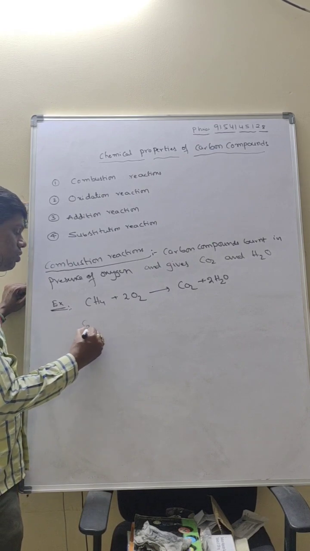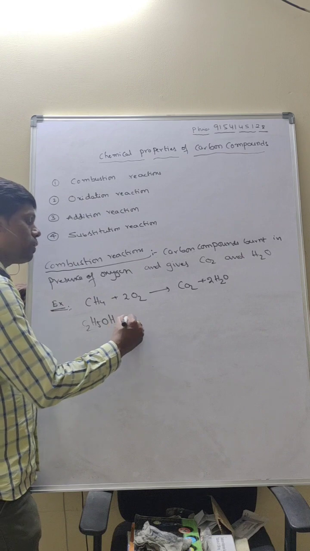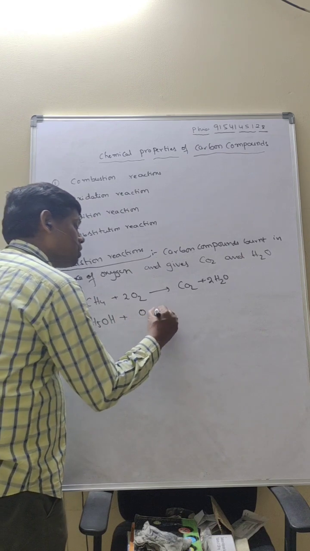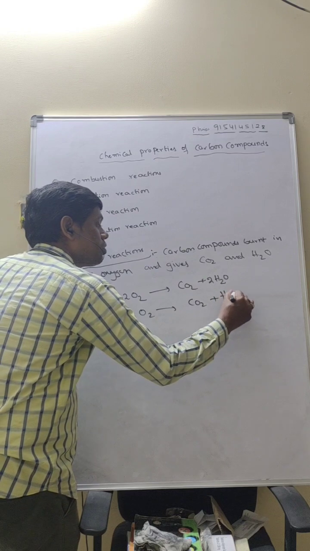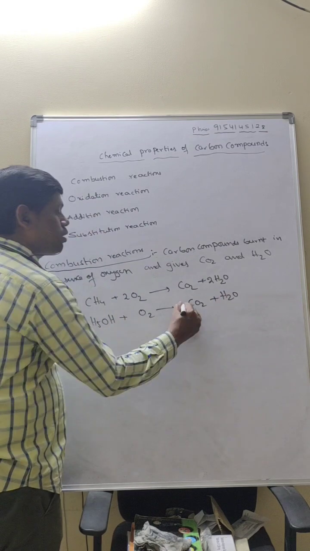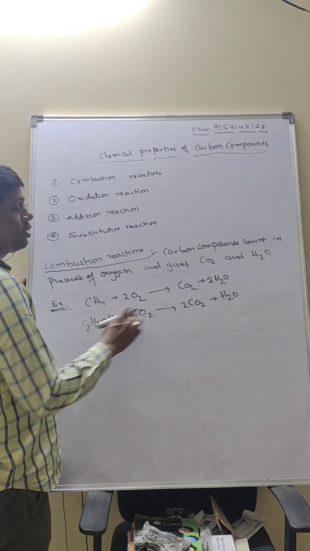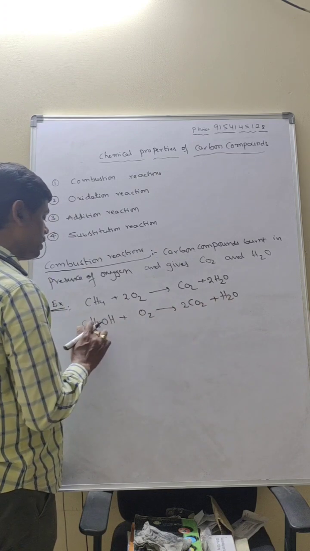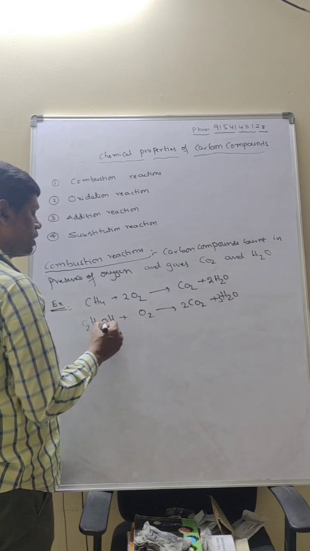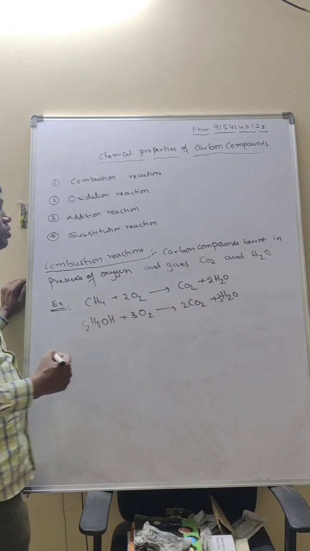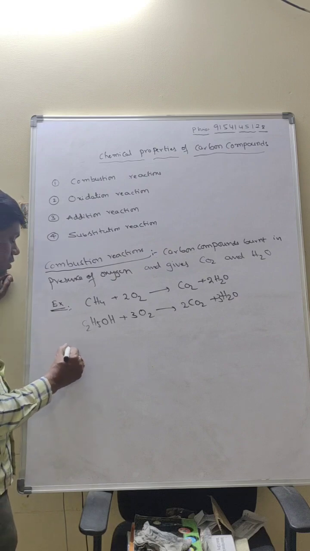Ethyl alcohol burnt in the presence of oxygen gives carbon dioxide and water. Here two carbons are there, means 2 CO2. Here 6 hydrogens, means 3 water molecules, means 3 plus 4 equals 7 oxygens, and one is already there, means 3 O2. This is regarding combustion reaction. Next, oxidation reactions.